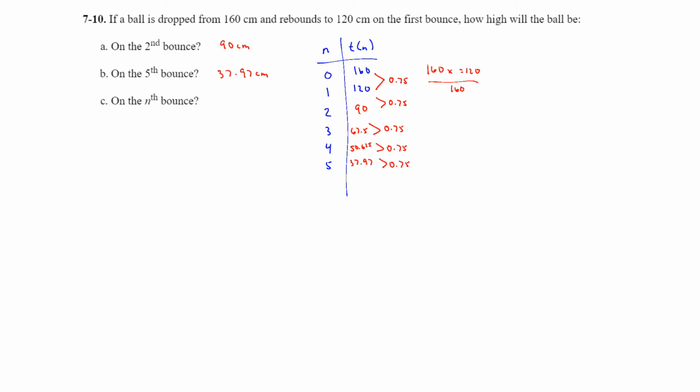So to answer part C, this is a geometric sequence. We have our multiplier. We know that the height is being multiplied by 0.75, which makes sense because the height is going down, it's decreasing, so that multiplier should be between 0 and 1. And then we also have the initial, which is the top one. At 0 bounce, it's 160.